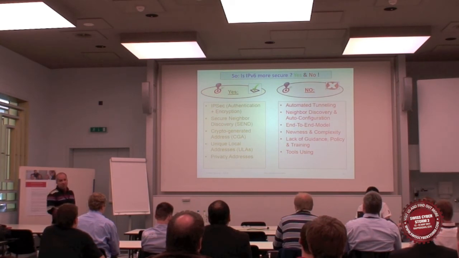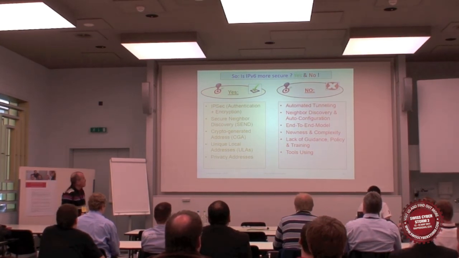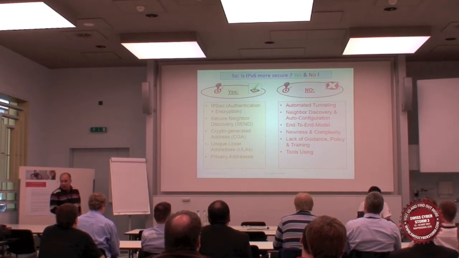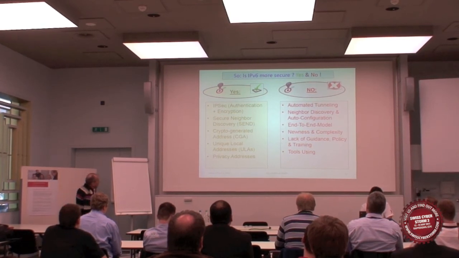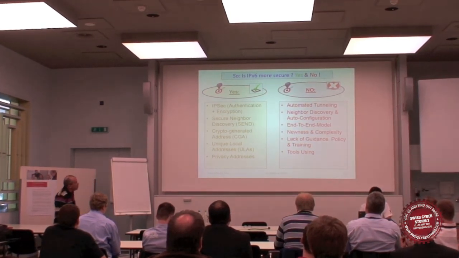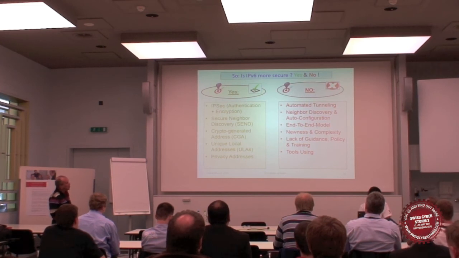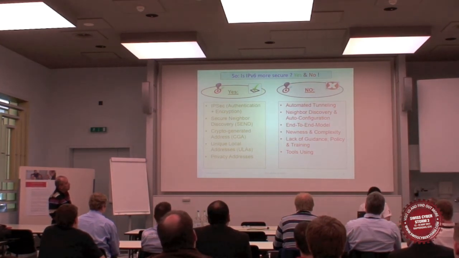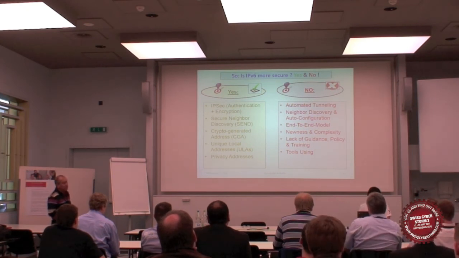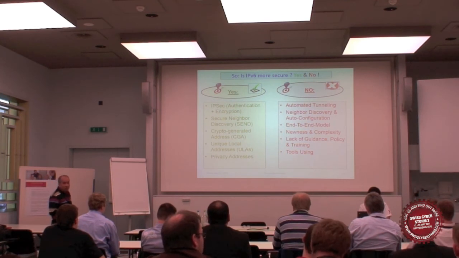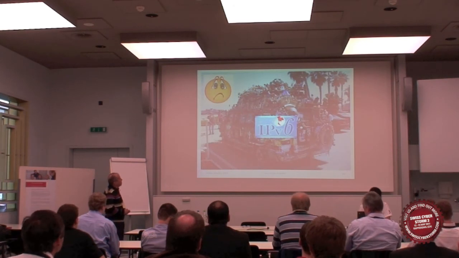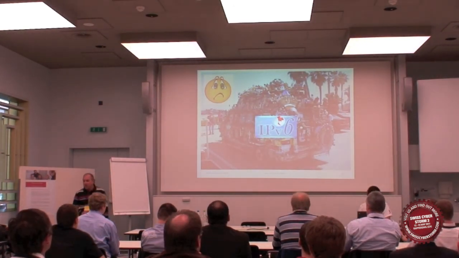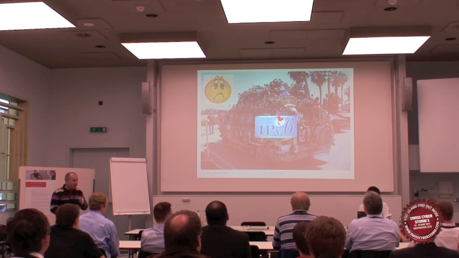So yes and no, yes in green, no in red. Yes in green means it can be secured if we use IPsec, SEND, CGA, and unique local addresses and privacy addresses. No, it is not secure because of automated tunneling, the end-to-end model, the newest complexity, the lack of guidance, policy, tools and training, and because nobody is really practicing the IPv6 tools. So your journey is very big for IPv6, especially the security.